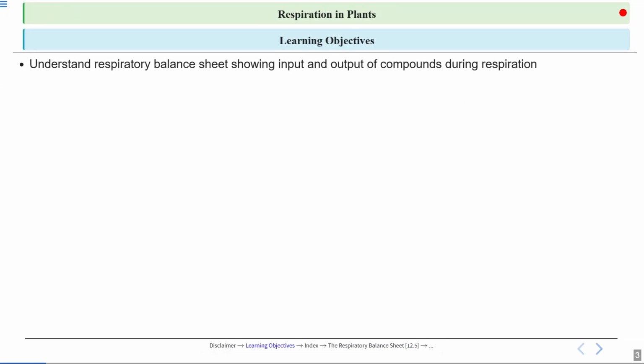Now let's look at the learning objectives of today's class. We will understand the respiratory balance sheet, which shows input and output of compounds during respiration. Then we will explain amphibolic pathways' dual role in both catabolism and anabolism.